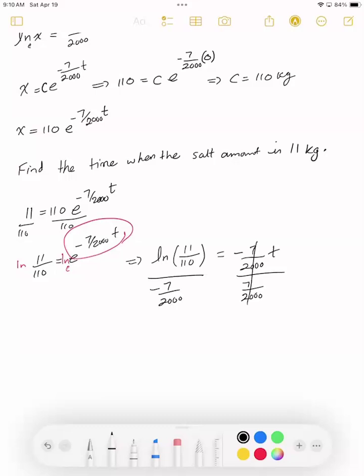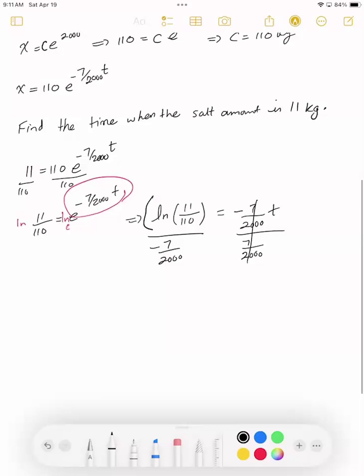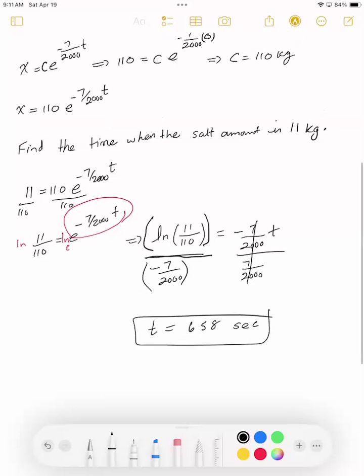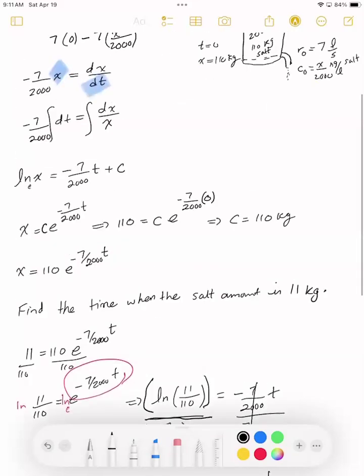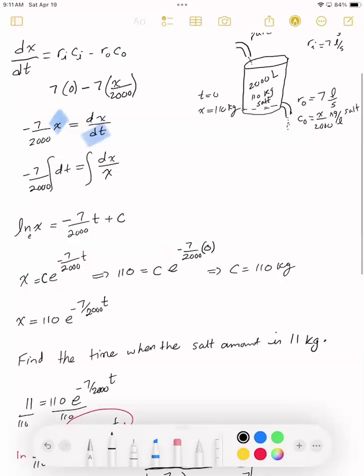And you have to put this in a calculator. So make sure you put that in, then division sign, then put parentheses around that if you're putting it in your calculator. Parentheses on the top, parentheses on the bottom, and you get t is equal to, after rounding, 658 seconds. So it takes 658 seconds for the amount of salt to become 11 kilograms.